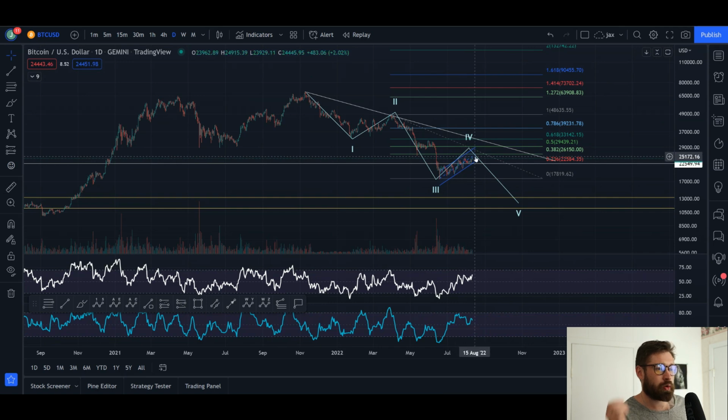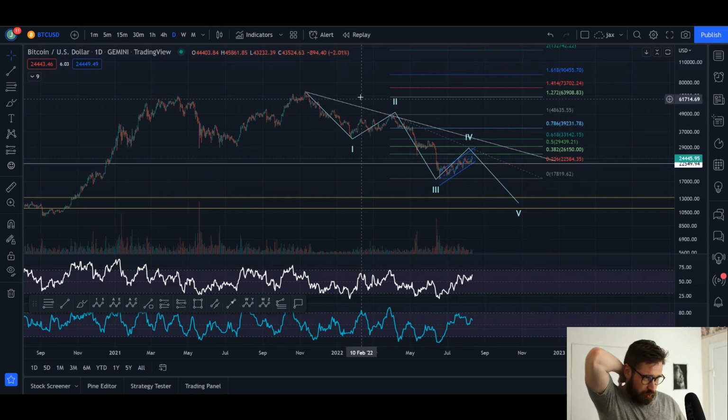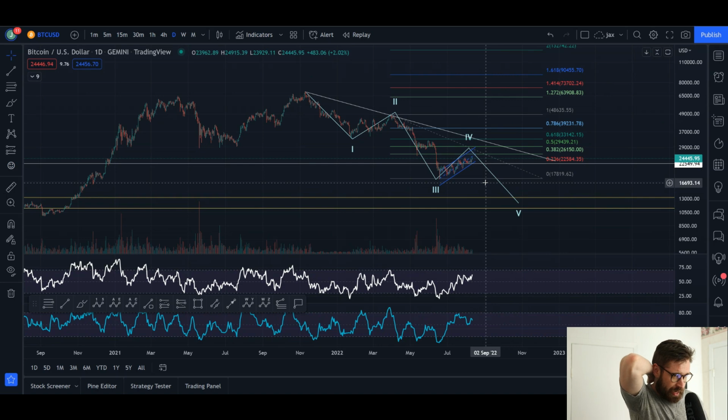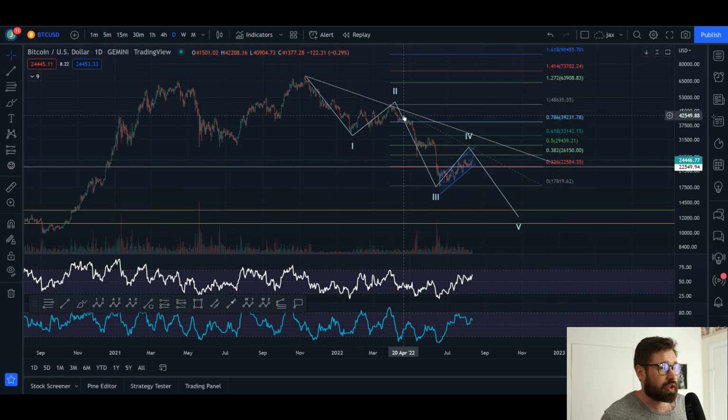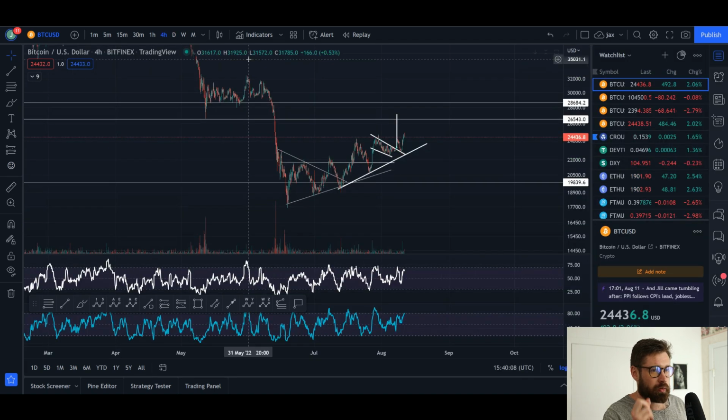We're coiling up. But personally, I think there's one more wave down in the market, and we could definitely roll over at any time. So just keep that in mind. If we look at this chart here, which is on the 4 hour time frame, we're watching this bull flag.